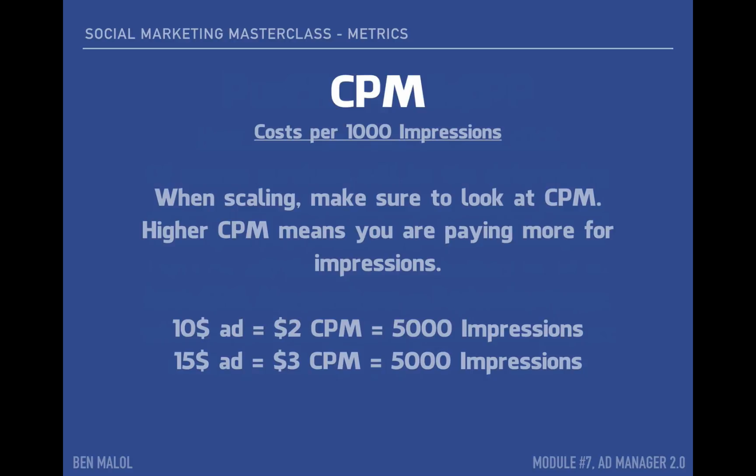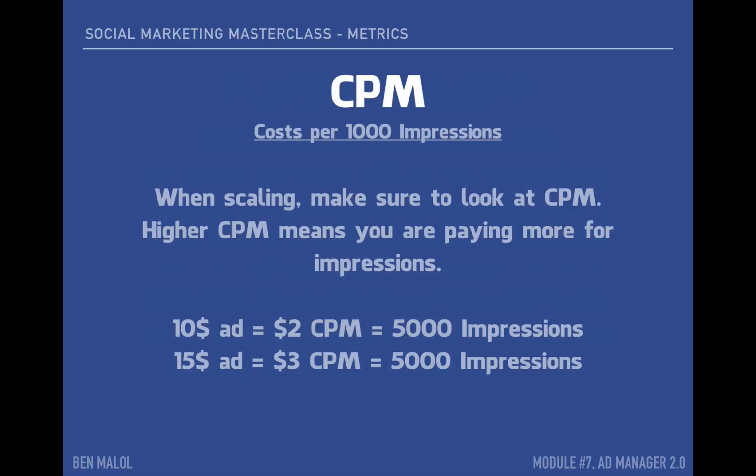Okay, the CPM. If for $10 you're getting a $2 CPM, which is 5,000 impressions, and you duplicate that to $100 and the CPM is $20, how many impressions are you getting? You're still getting 5,000 impressions, but you're literally spending $100 and getting the same results as a $10 ad, right? If that's the case, make sure to notice that. If the CPM is basically the same as your low budget ad, then don't scale that, right?